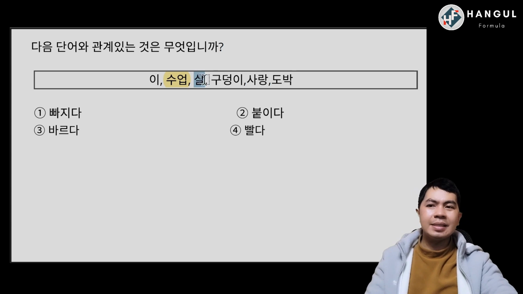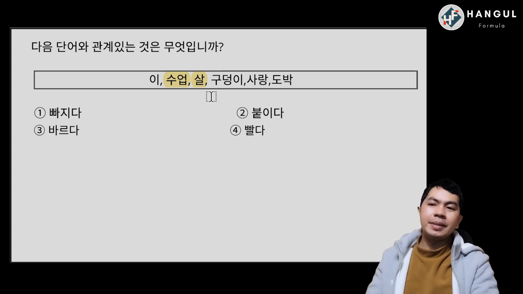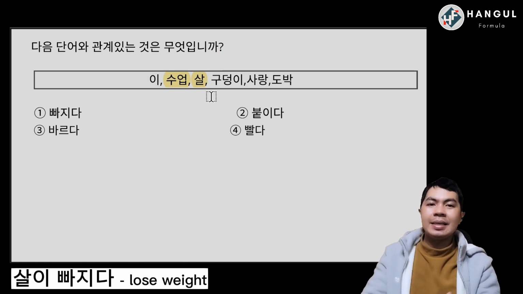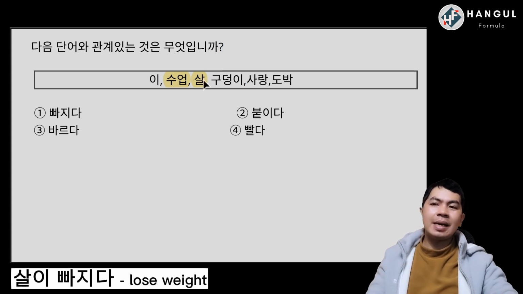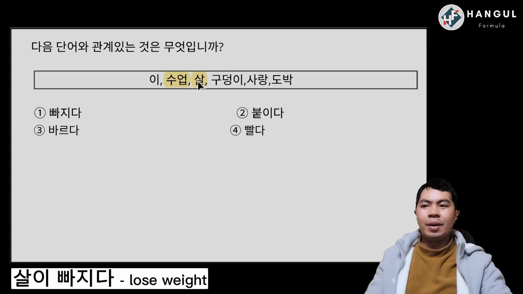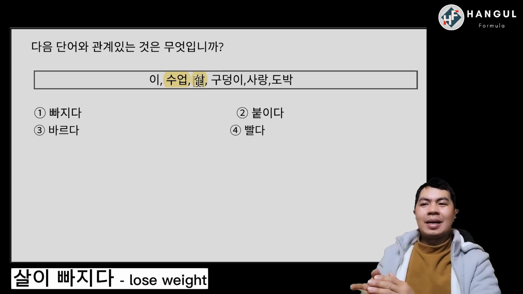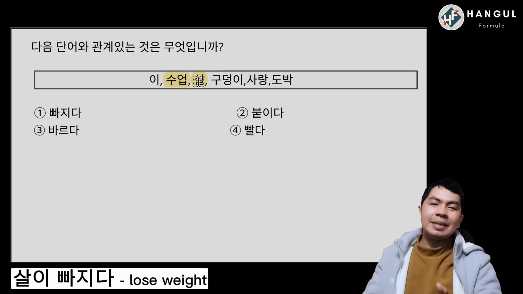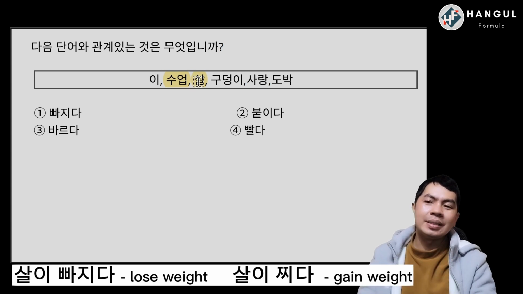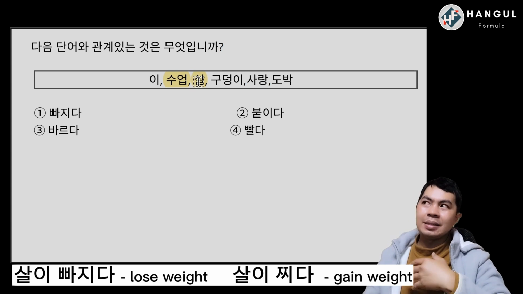And next guys is sal, and with sal we will use the subject marker pa din. Sari pajida, ibig sabihin naman nito is to lose weight. Remember, sal is your flesh. When you lose your flesh, not literally though, so sari pajida is to lose your weight. And sari chida, ibig sabihin naman nun, is to gain weight. Sari choso. I gain lots of weight. Mani sari choso.